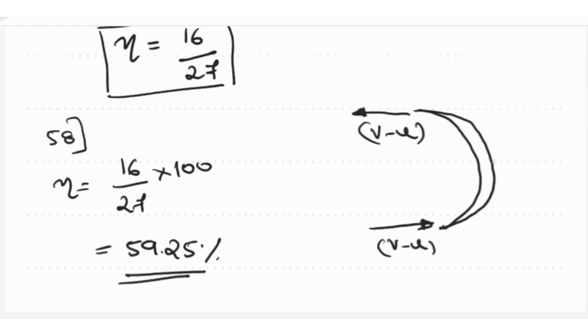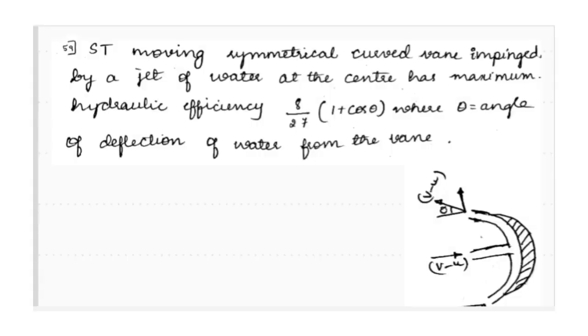So small changes you can make in the figure, and you can do the same solution without any changes, and at the end you will get 16 by 27. 16 by 27 is equal to 59.25. So that is nearly equal to 60 percentage. Moving to the next problem.